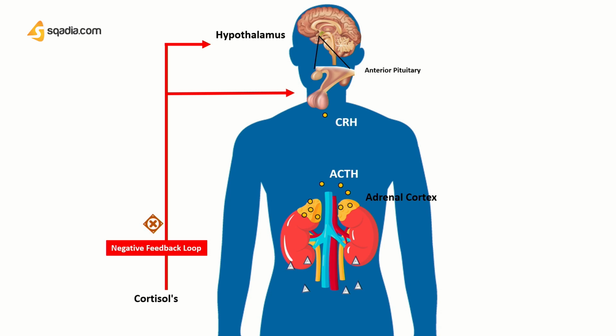Similarly, high levels of ACTH will also negatively affect the release of CRH, again in a negative feedback loop. So it's fascinating to see that ACTH itself and also the adrenal steroid hormones are regulating this whole pathway in a negative feedback loop.